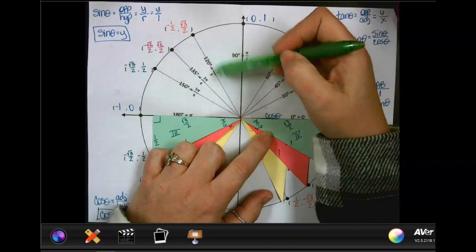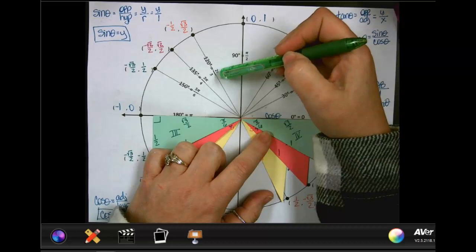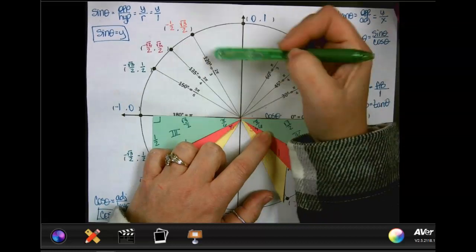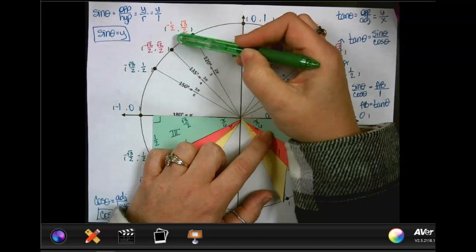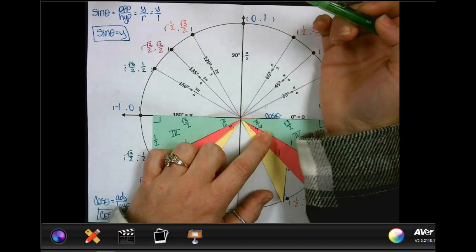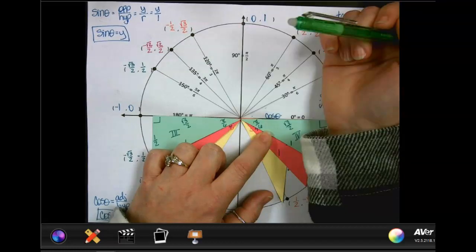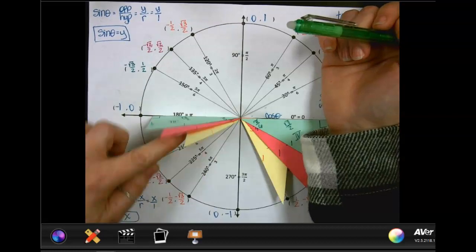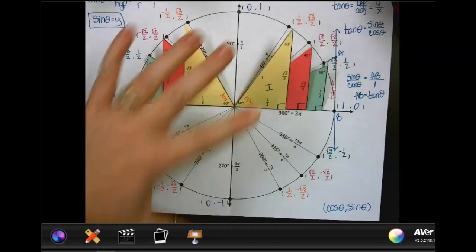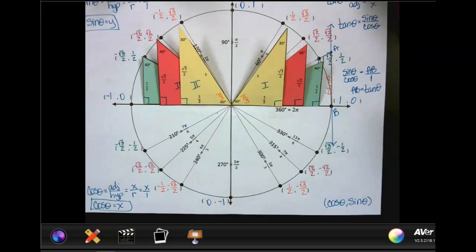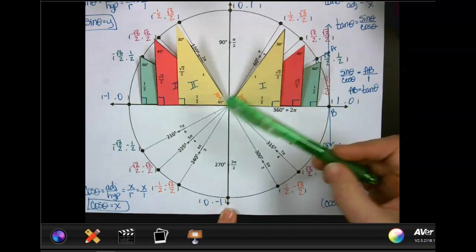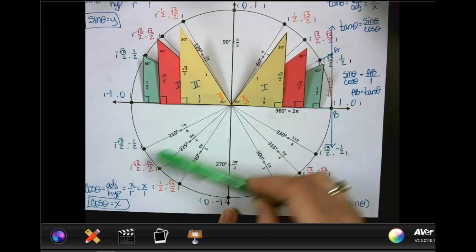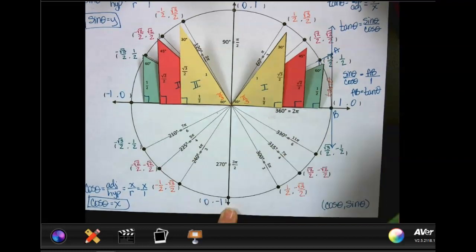2 pi thirds, right? And is cosine x or y? X. So I look at my x value, and the cosine of 2 pi thirds is -1/2. Make sense? What's the sine of 2 pi thirds? Square root of 3 over 2. Okay? What is the cosine of 7 pi fourths? Square root of 2 over 2. What is the sine of 7 pi sixths? -1/2.